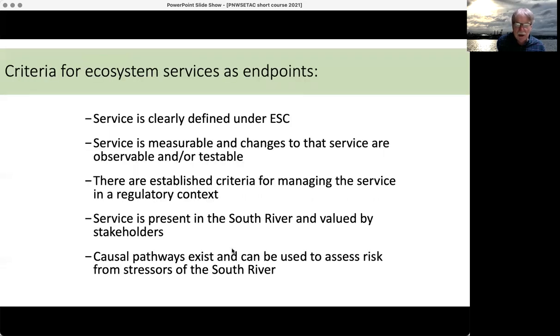The criteria we have for ecosystems and services as endpoints is that it's definable, the service is measurable, and changes in the service are observed. There are established criteria, the service is present in the South River, and we can build causal pathways. If we can't do that, we basically can't deal with that particular endpoint as part of the risk assessment. And that does, in some instances, occur.